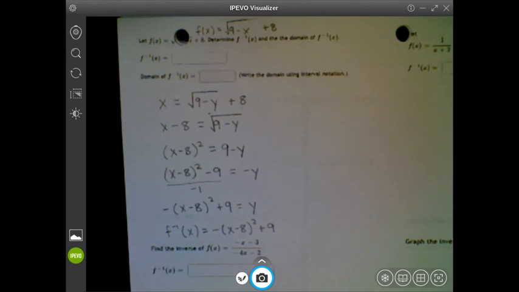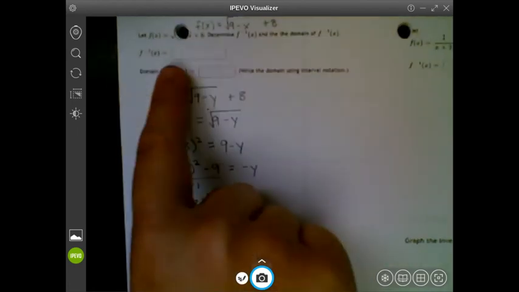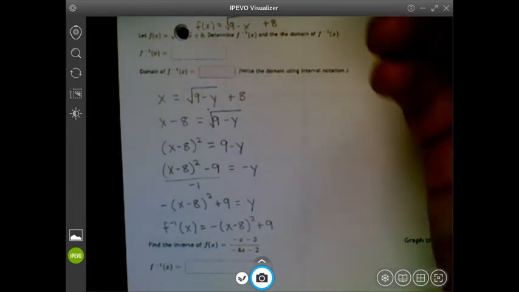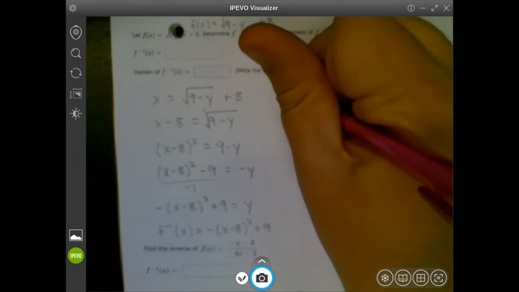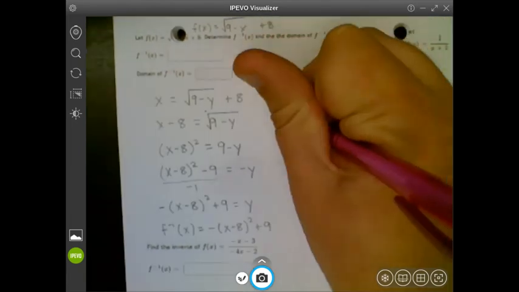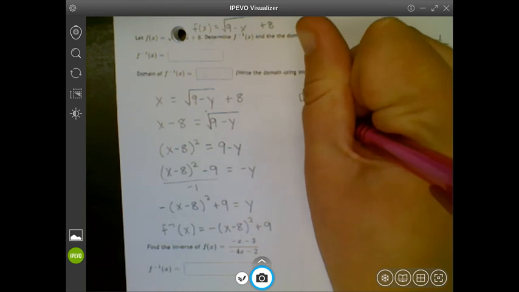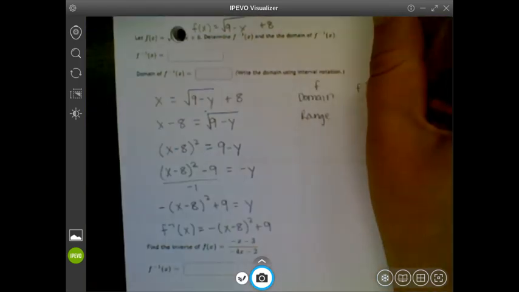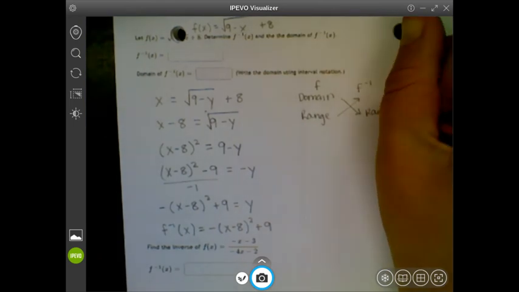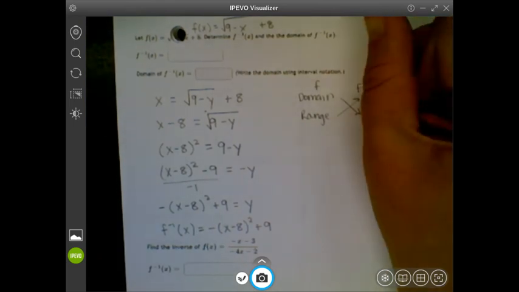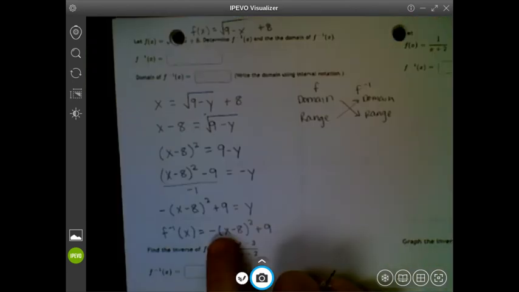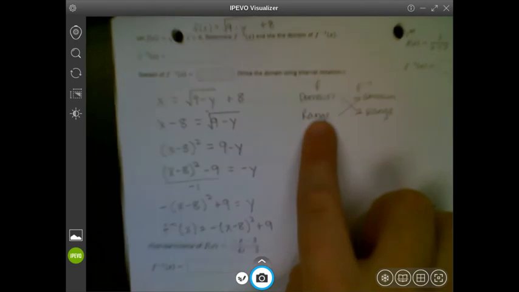So the last thing we have to do for this problem, because we figured out our inverse function, is to figure out the domain of the inverse function. One of the properties you have to remember is that the domain and the range of the original function get flipped for the domain and the range of the inverse function. So you don't really want to go based off of your inverse function. You want to go based off of the original function.